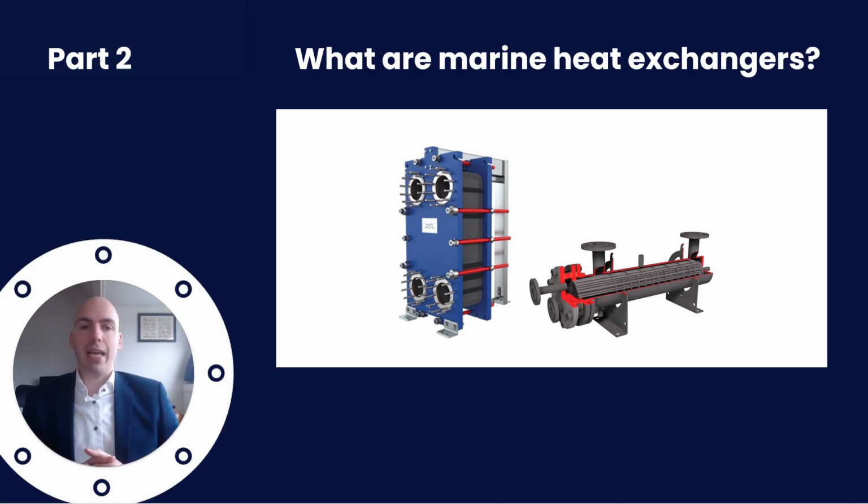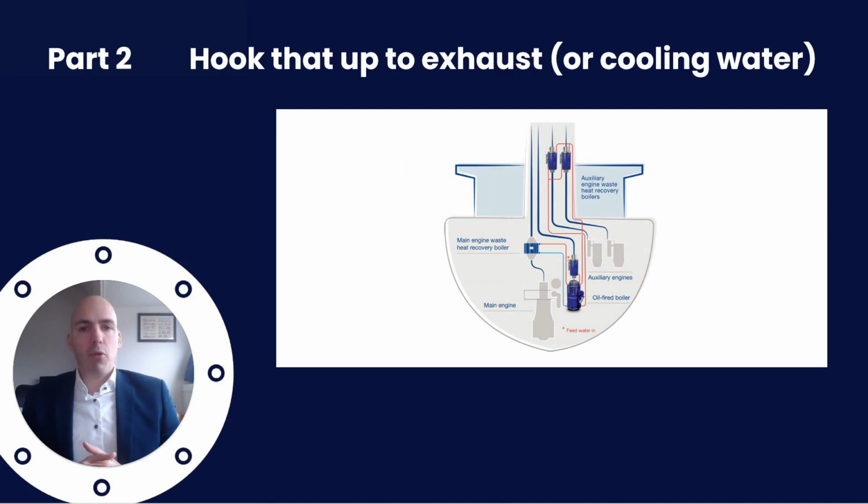That's marine heat exchangers. Then we do something with that energy to make it useful. We can make useful heat out of it, or we can make electricity. But before we do that, we need to hook it up to the exhaust, as I mentioned. We can also hook it up to the cooling water of the engine. This is courtesy of Alfa Laval. They have this picture of a setup in which the main engine waste heat recovery boiler is connected to the main engine, and also auxiliary engine waste heat recovery boilers are connected to the exhaust gas heat. These power the oil-fired boiler, and they increase the efficiency of overall ship systems.